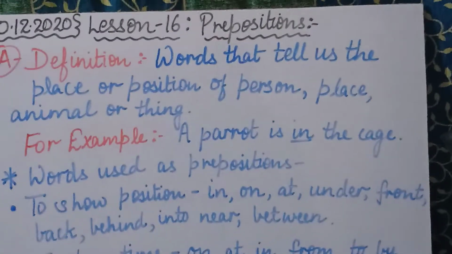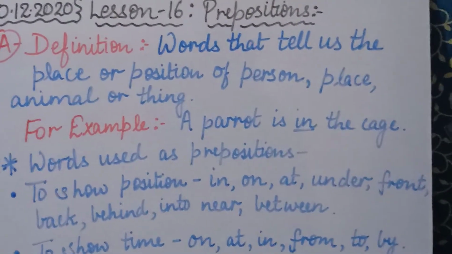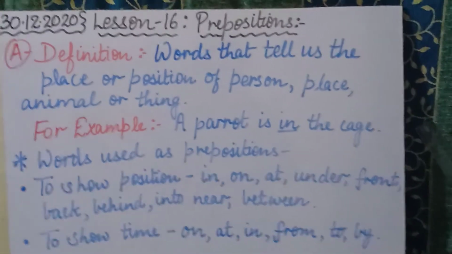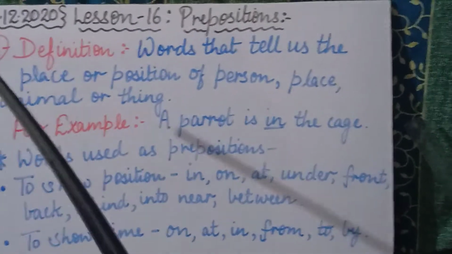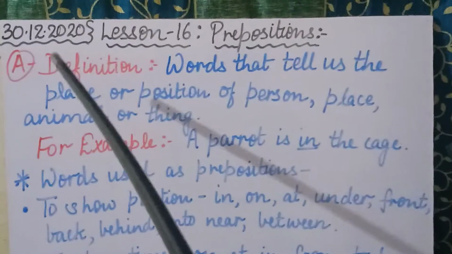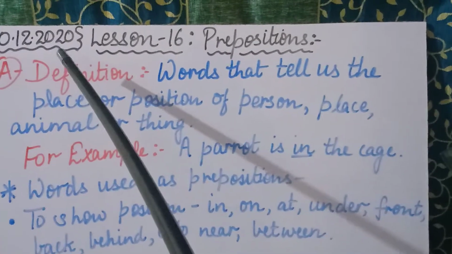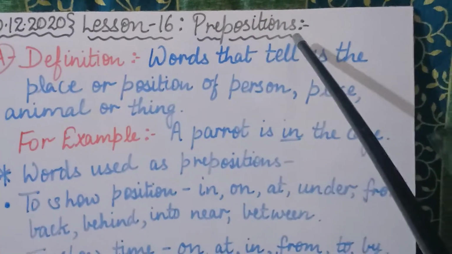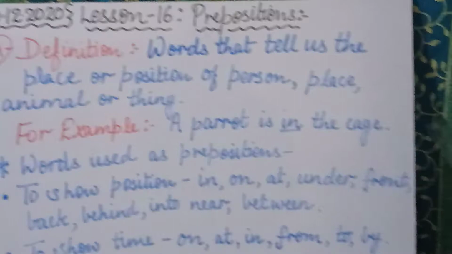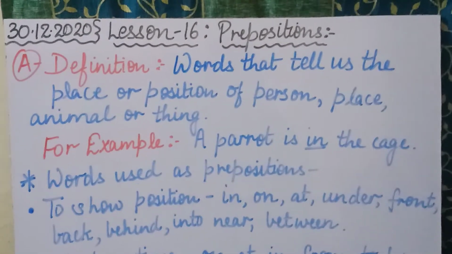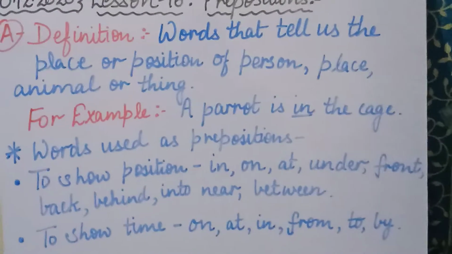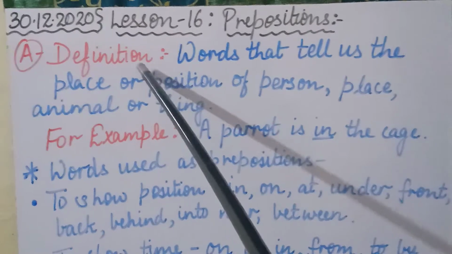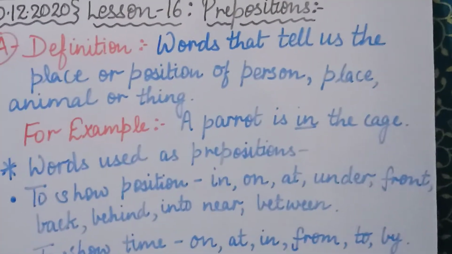So now, children, as you all know that when we are starting with a new chapter in our notebook, what we will do, we will first of all write down today's date. We will take out a new page and we will write down today's date, that is 30/12/2020, and then in the first line we will give the heading lesson number 16, prepositions. Please don't forget to write the lesson number as well as the name of the lesson. Now the first part which we are going to do in our notebook is the definition. We will write the definition and some important points of this topic.